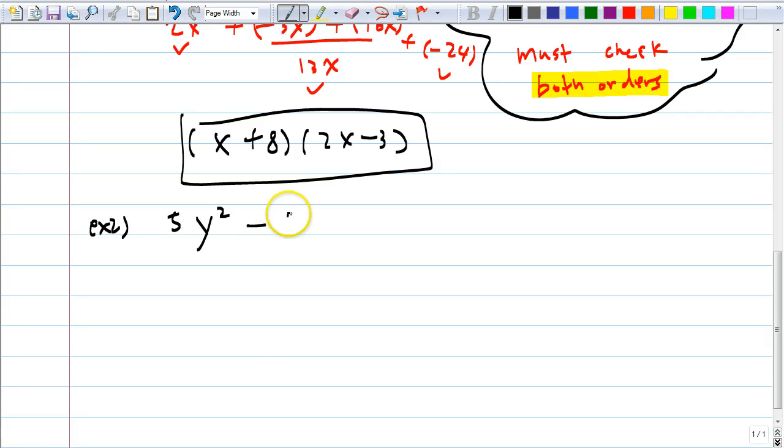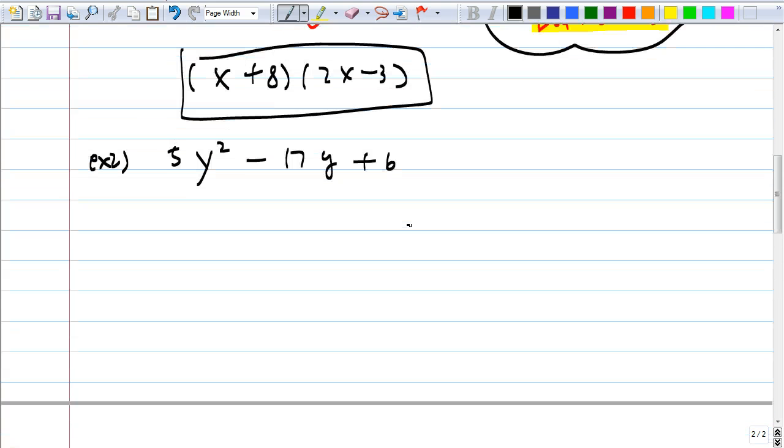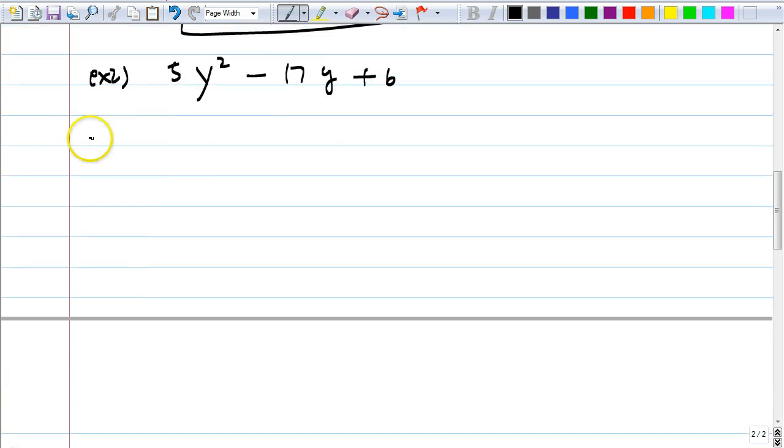5y squared minus 17y plus 6. Okay? Alright, so how many ways are there to get 5y squared, guys? There are two, which is what, Aaron? Negative 1 and 5, and 1 and negative 5. For 5y squared? Positive 5?